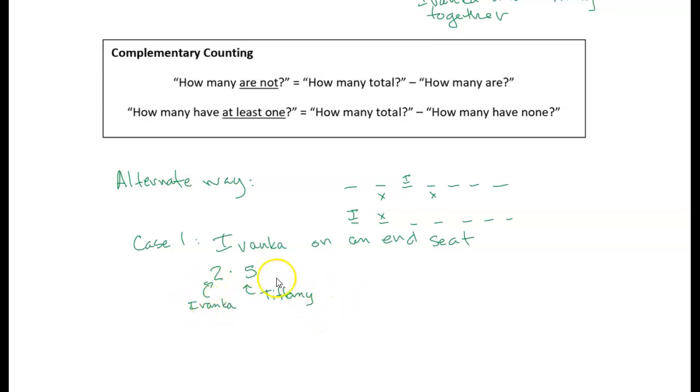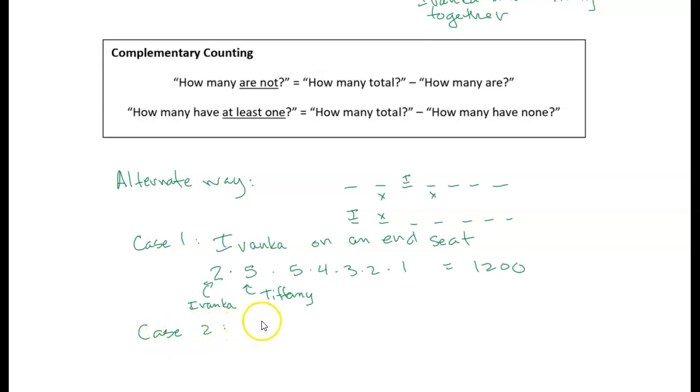All right. And then we can just seat the rest of the people. Once we got Ivanka and Tiffany situated, so they're not sitting next to each other, then we've got 5 people left. So 5 times 4 times 3 times 2 times 1 places to put the rest of the people. Okay, which gives us 1,200 ways to seat Ivanka on an end seat and then place Tiffany so that she's not next to Ivanka.